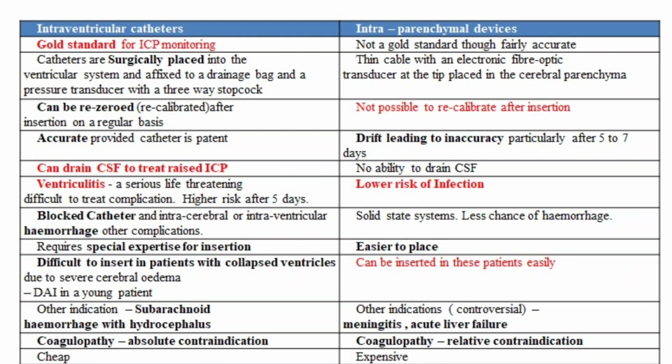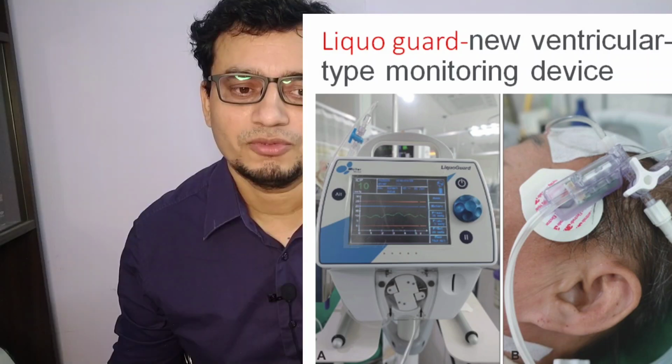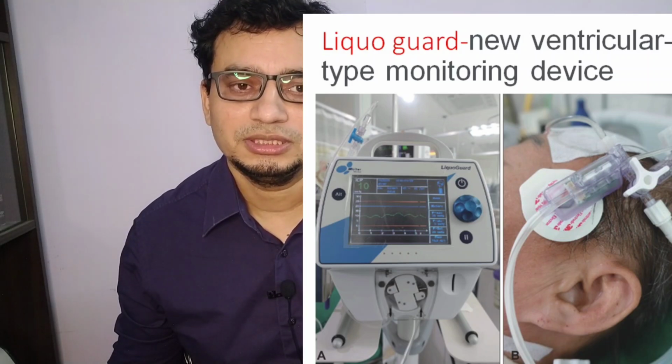So, here is the picture of LiquoGuard, which is a new ventricular type of monitoring device which is kind of automatic. It detects the high ICP or high CSF pressure and it automatically removes the CSF to maintain the ICP. So, that is quite good.